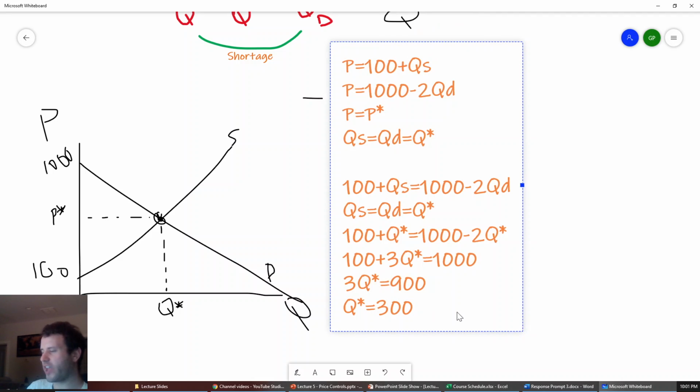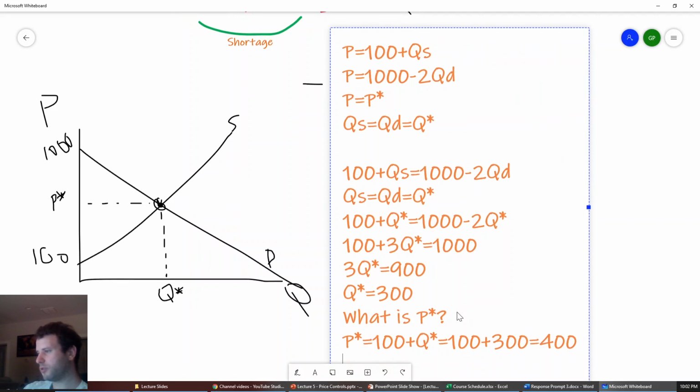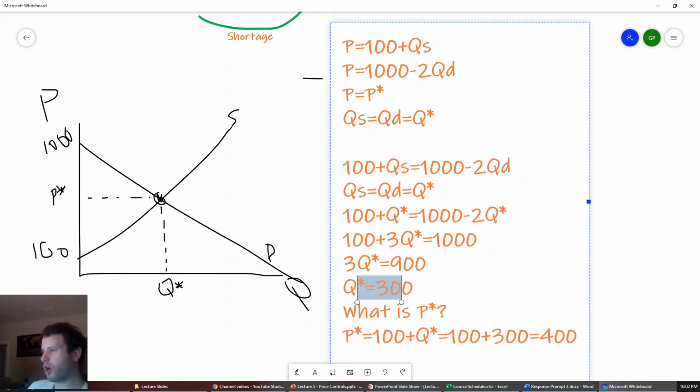All right, so next up I need to find what P star is. So what is P star? Okay. I can plug it into either equation. I can plug it in the supply. P star equals 100 plus Q star, which is equal to 100 plus 300. So that's 400. Okay. So I plugged in my Q star of 300 in.